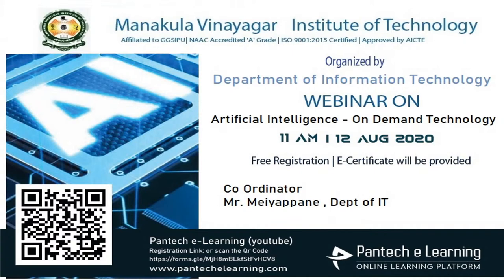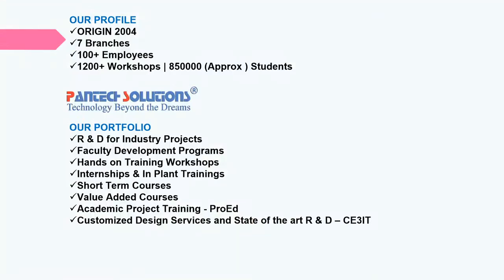So let me enter into the session and we will see about artificial intelligence on demand technologies. Before that, I would like to tell you about Pantech Solutions. We originated in 2004, with seven branches and 100-plus employees. The branches are not only in Tamil Nadu, but also in Andhra Pradesh, Telangana and other states. We have conducted 1,200-plus workshops on recent technologies like AI, machine learning, deep learning and app development. Not only for students, we also have faculty development programs, FDP, for faculties.